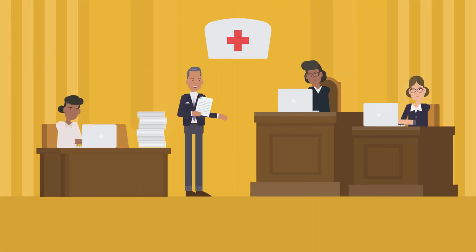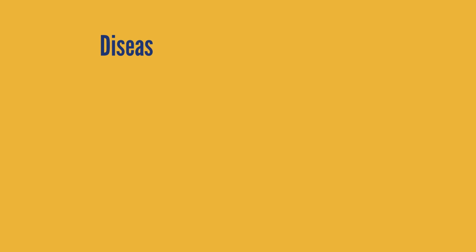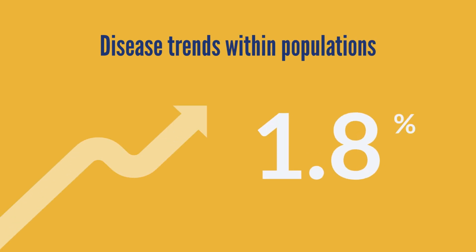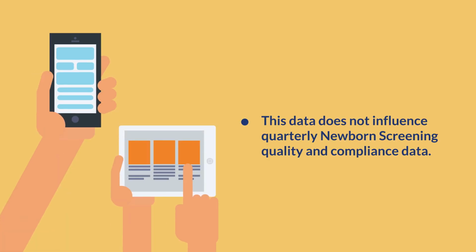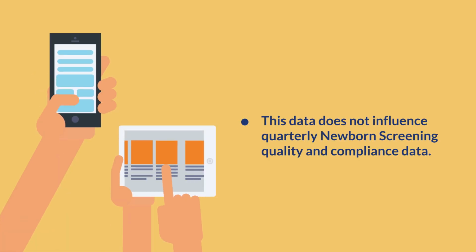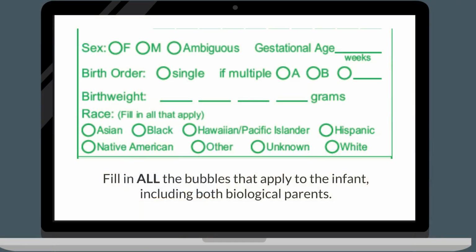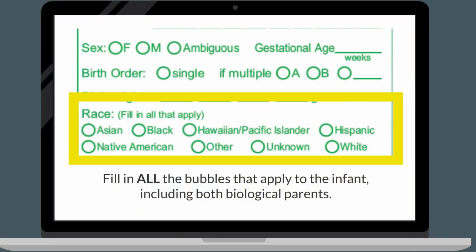Race and equity. Information about the child's race is required by the Board of Health. It is used to look at disease trends within populations. This data does not influence quarterly newborn screening quality and compliance data. Fill in all the bubbles that apply to the infant, including both biological parents. We encourage you to ask which races apply to be as accurate as possible.